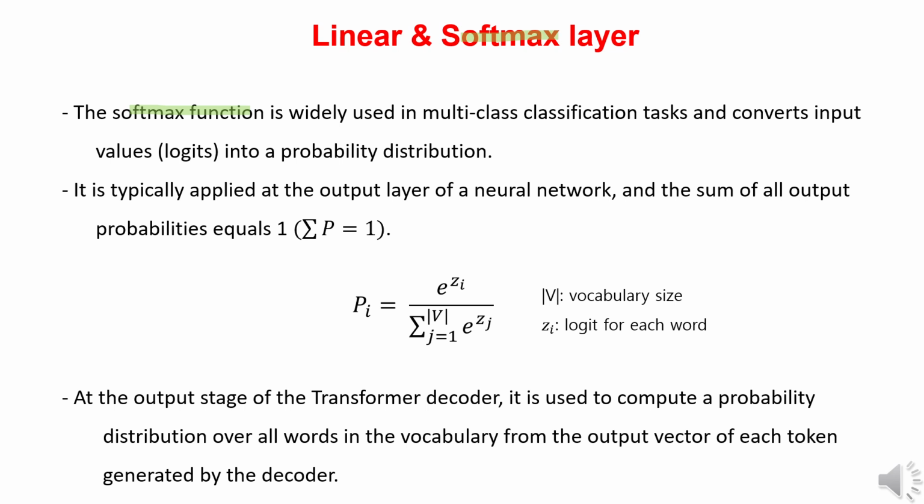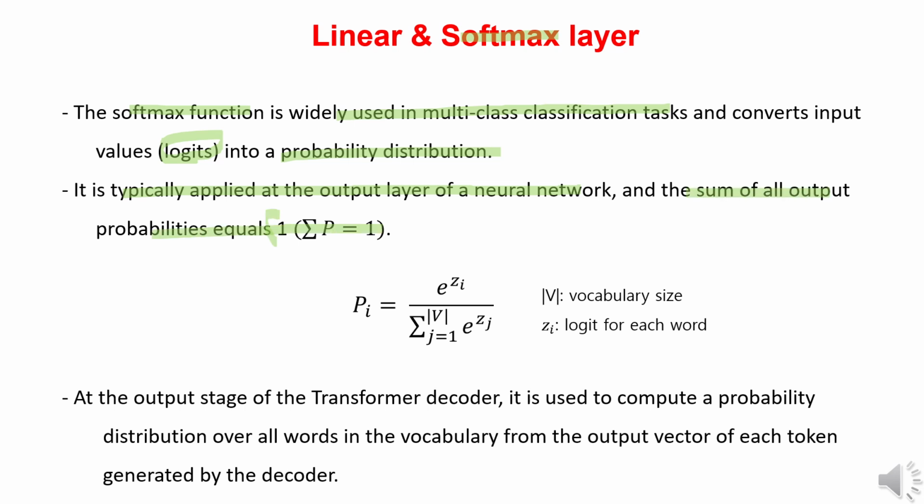Softmax is a function that is widely used in multi-class classification problems, and it plays the role of converting the given input values, that is, logits, into a probability distribution over classes. It is mainly applied at the output layer of a neural network, where all output values are expressed as probabilities between 0 and 1, and the sum of all probabilities becomes 1.